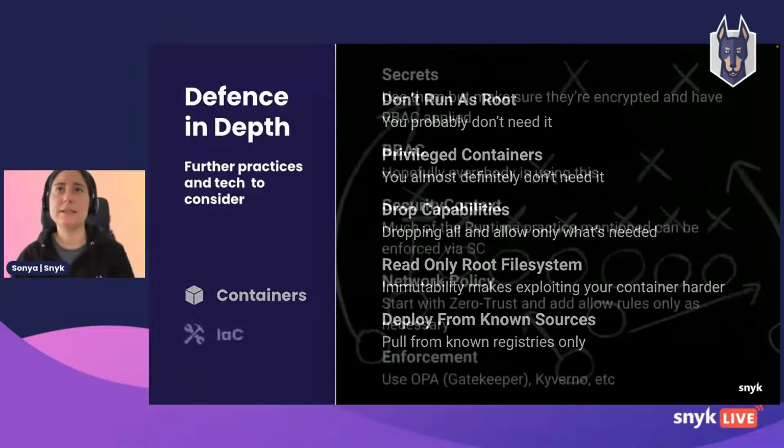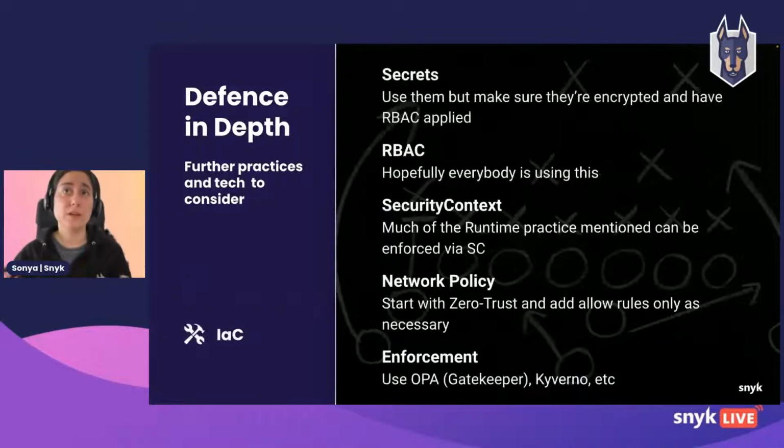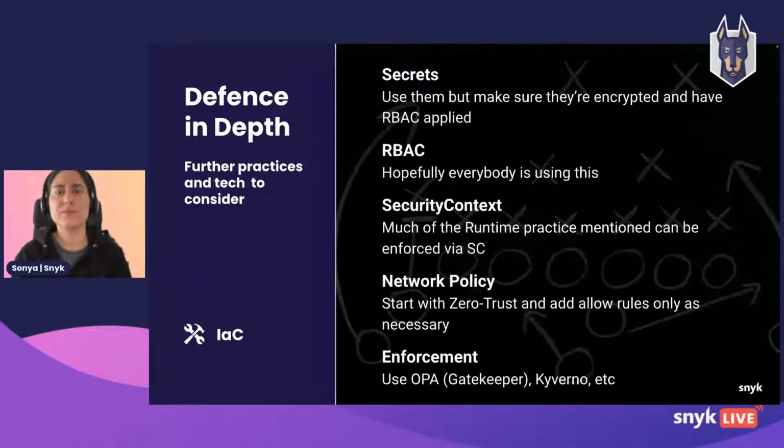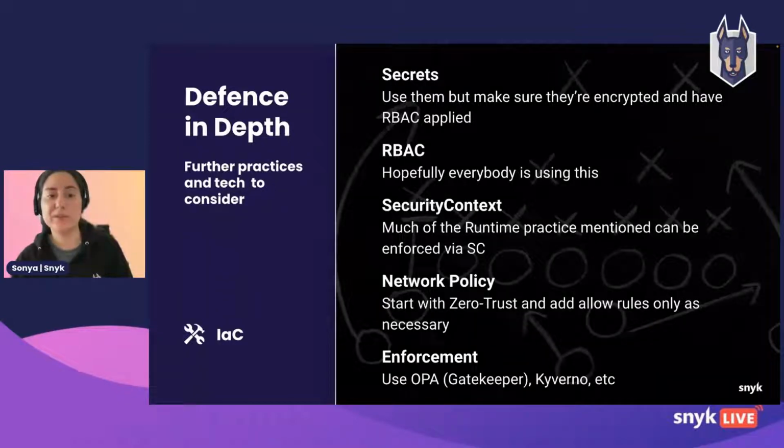Lastly, on the IaC layer, encrypt your secrets. Make sure that you use role-based access control. Have security context to make sure that you're not running as root. Also start with a zero trust network policy, and make sure to enforce those rules using Open Policy Agent like Gatekeeper to have policy control for your Kubernetes, and use the tools that you can find from the Cloud Native Computing Foundation.